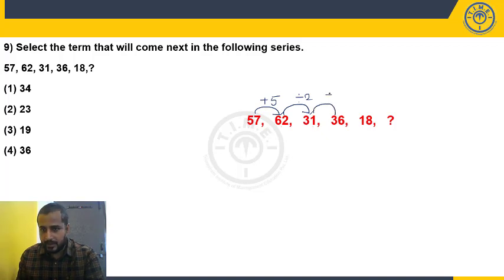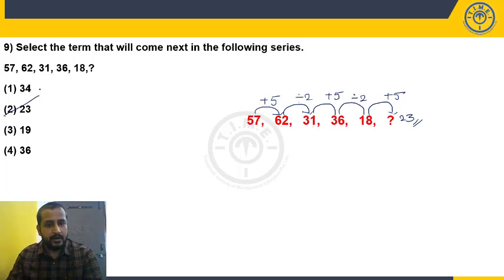31, 36 exactly plus 5. 36, 18 exactly it is half of that, divided by 2. Look at the pattern. Plus 5, divided by 2. Plus 5, divided by 2. Applied alternately. So it should be now again plus 5. So 18 plus 5, 23.